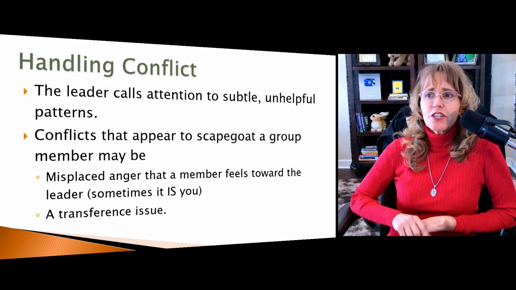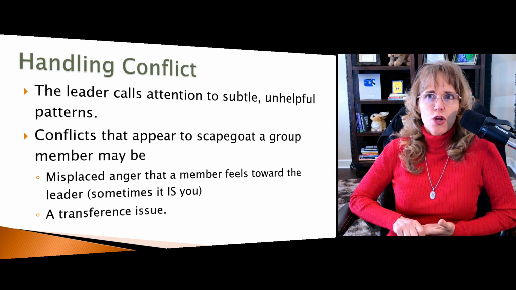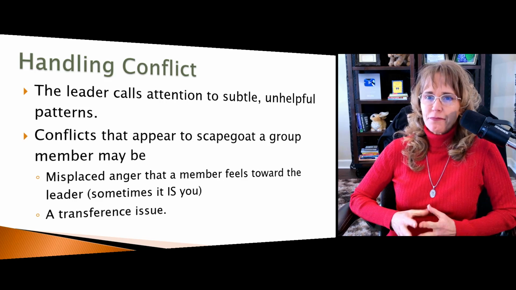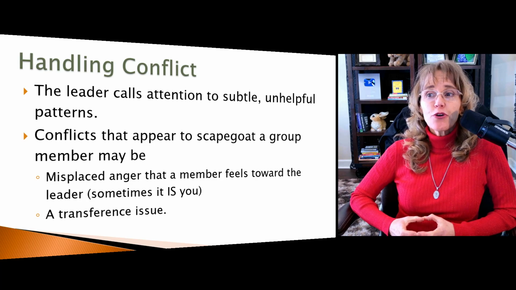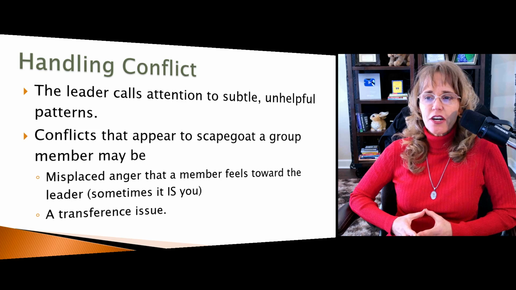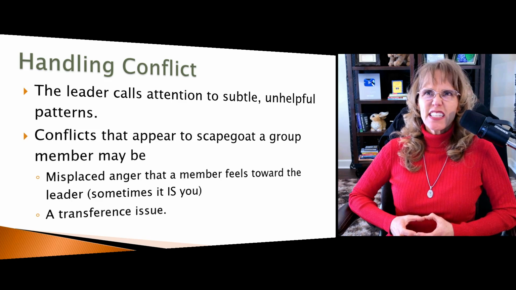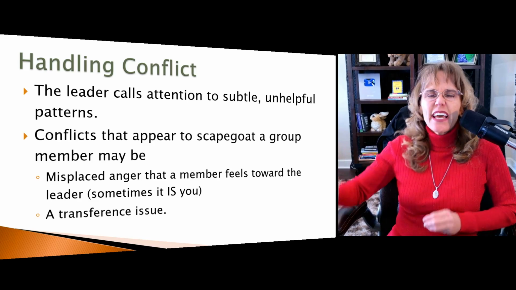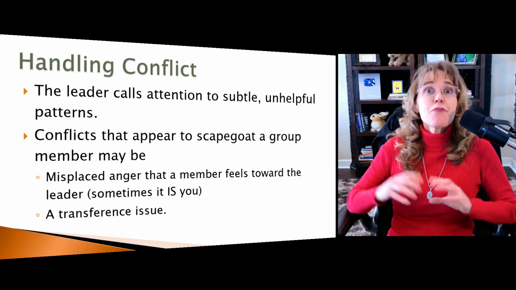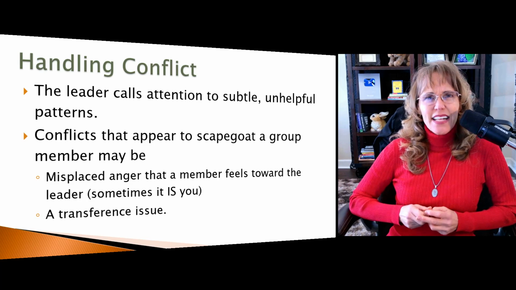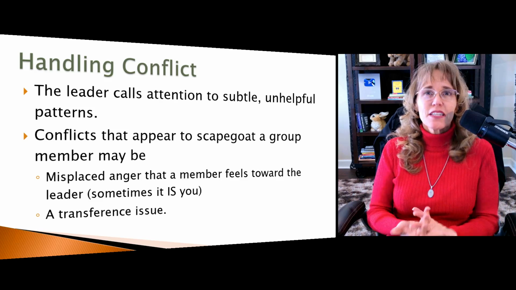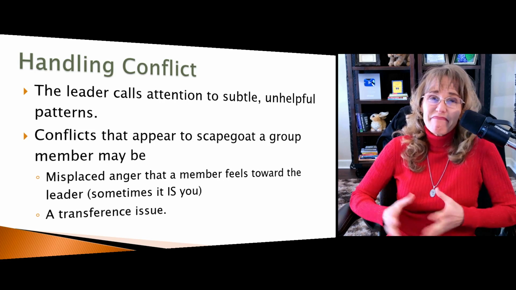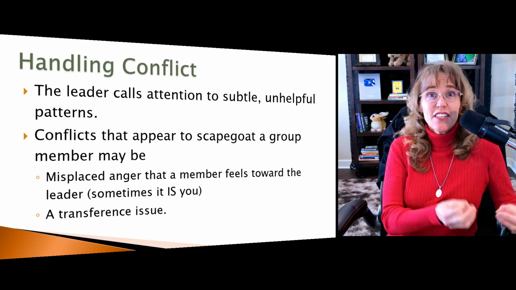When there's conflict, the leader calls attention to the subtle, unhelpful patterns, whether it is dismissive nonverbals or overt verbal communication. Conflicts that appear to scapegoat a group member may be misplaced anger that a member feels towards the leader. If they're feeling dissatisfied with group, or the way a group's being run, then they may pick on everybody that seems to be keeping it from running the right way. When in reality, their anger is about the fact that they don't feel like they're getting anything out of the group because they don't like how it's being handled. So sometimes they may be angry at you, but they're afraid to tell you, hey, this ain't working for me.